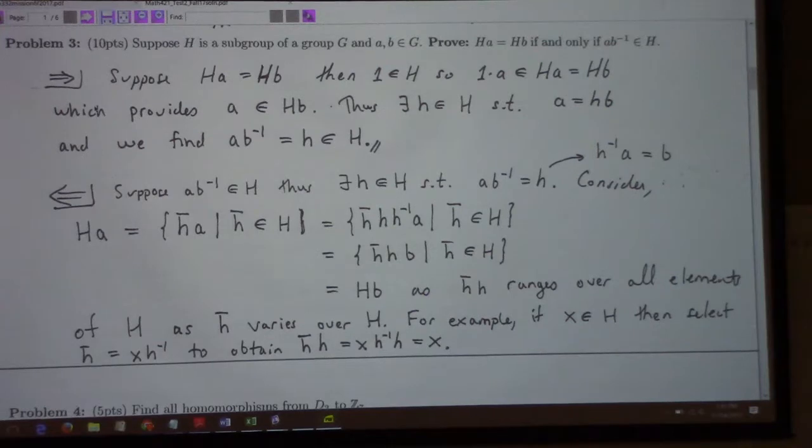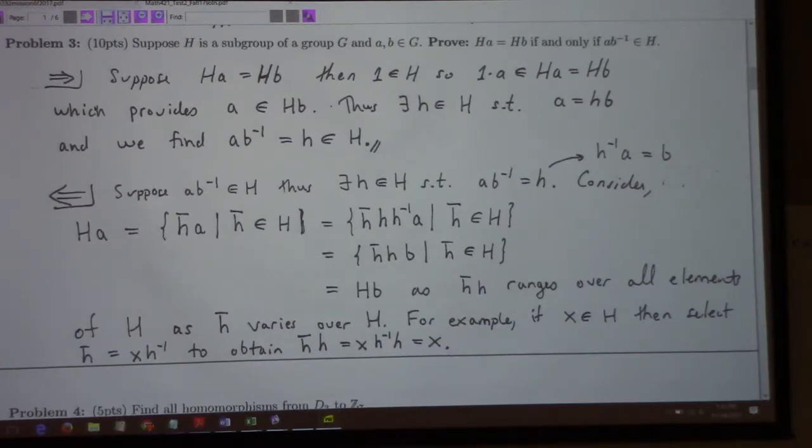And then I actually need to do a little argument to explain to you that that is actually the same as Hb, because as h-bar h runs over all choices of h-bar, that hits everything in the group. Here's the proof. Because if you pick anything in the group, say x, then you can select h-bar equal to x h inverse, and that will give you that h-bar h is actually back equal to x again. This is, I think, a complete solution.